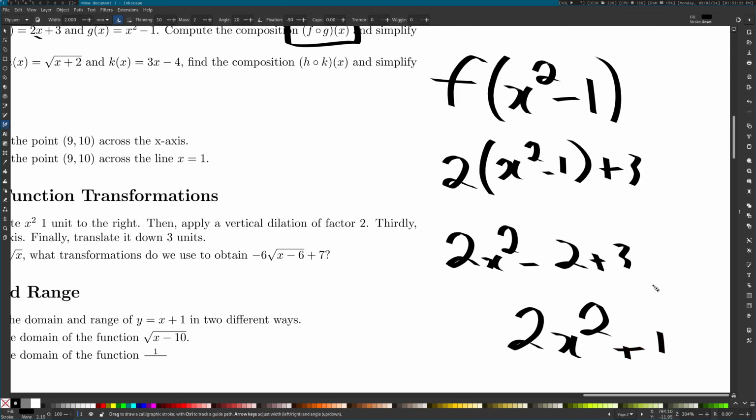Okay, and now for the next one. Given h of x is the square root of x plus 2, and k of x equals 3x minus 4, find the composition h of k of x and simplify the result.